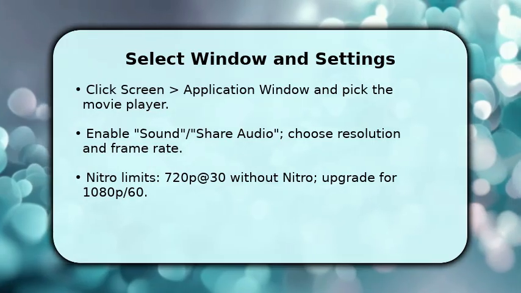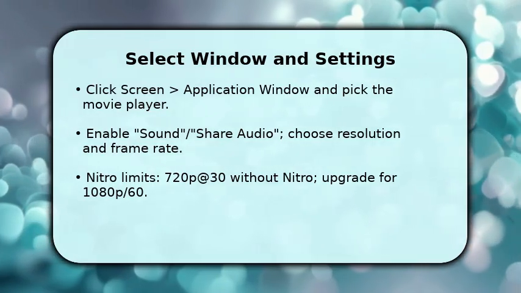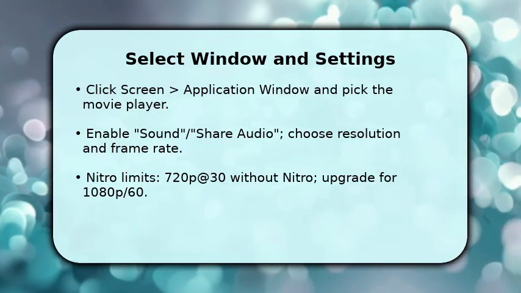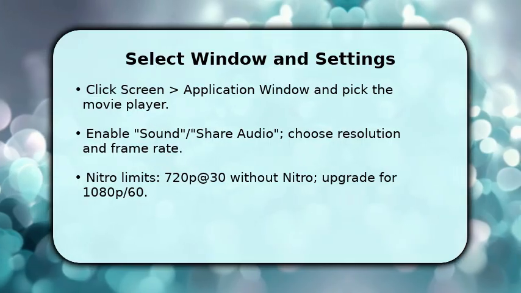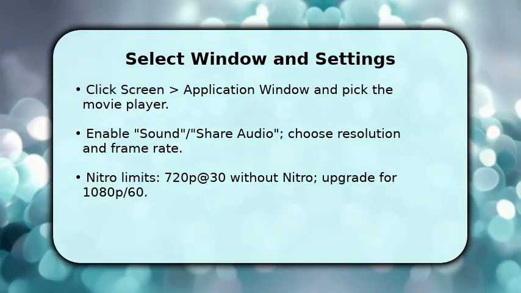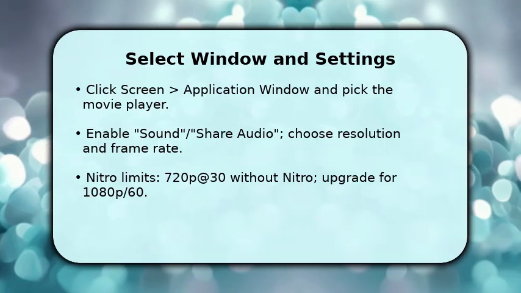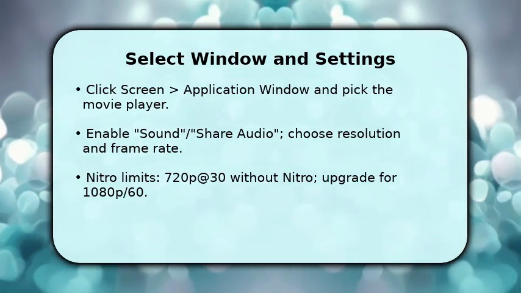Then set resolution and frame rate. Choose 720p at 30 FPS for stable streaming if you lack Nitro, or raise to 1080p/60 if you have Nitro and enough upload speed. Once you confirm, hit Go Live and monitor the preview to verify sync.